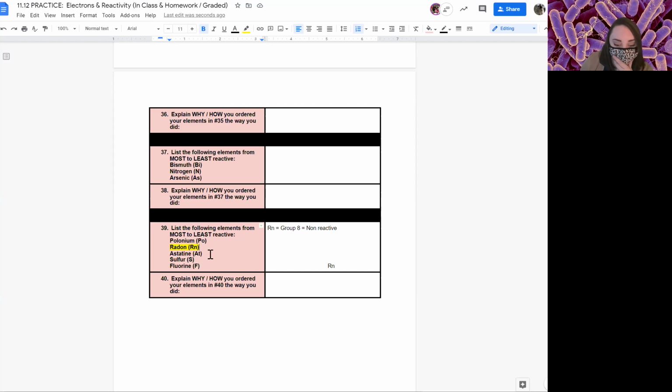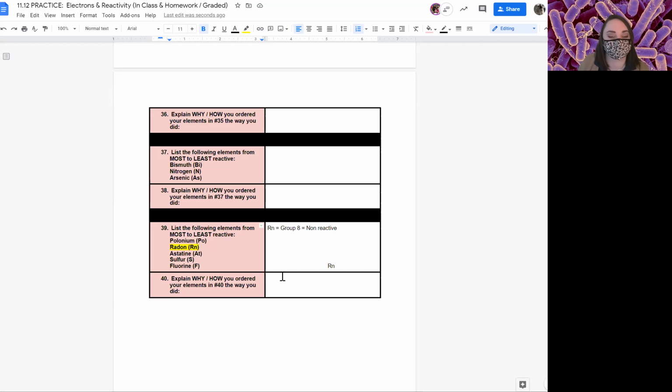Polonium and astatine. They're in the bottom right corner of the periodic table. Which is more reactive? Which of them has to do less work to gain valence electrons to become stable? Polonium or astatine? Good, Sydney, polonium. So polonium is a group 6 element.